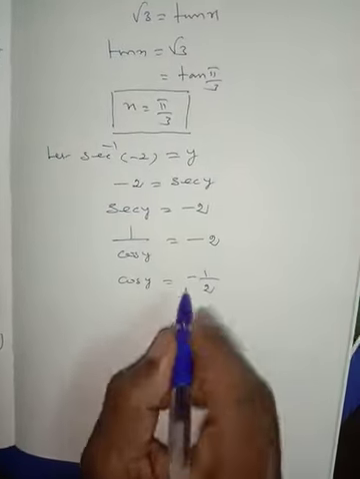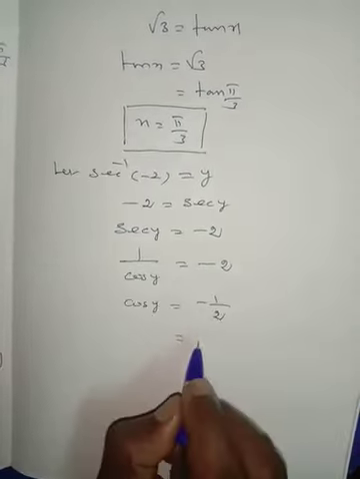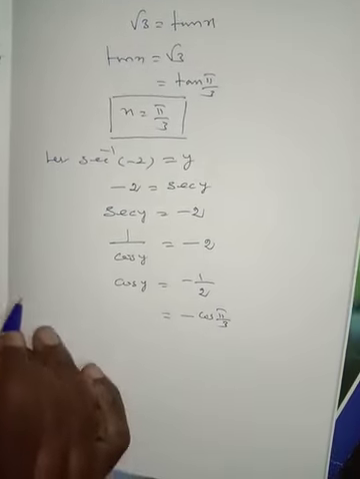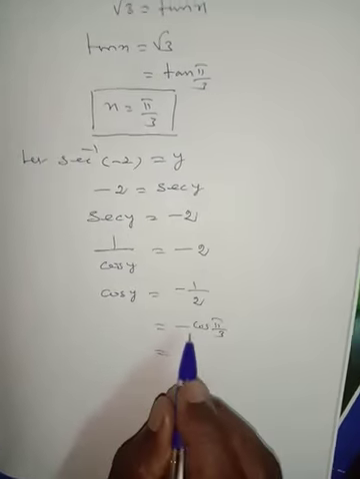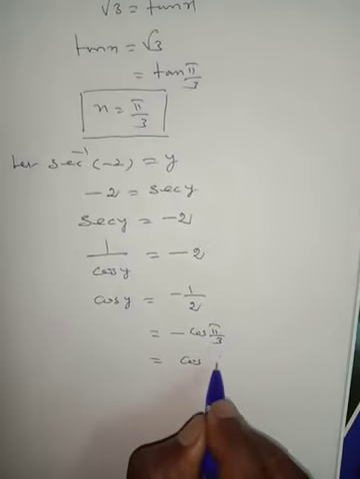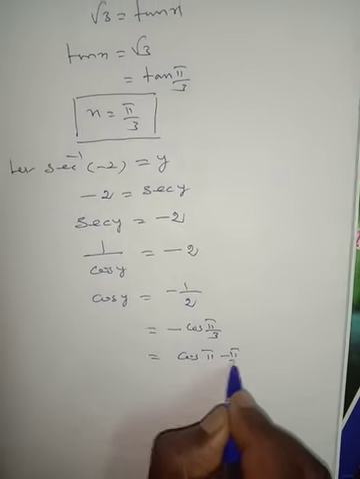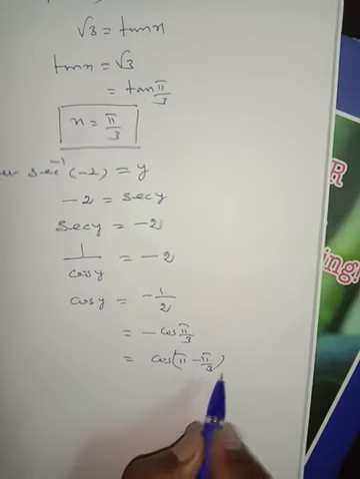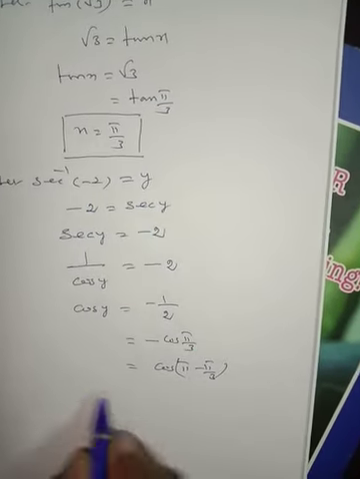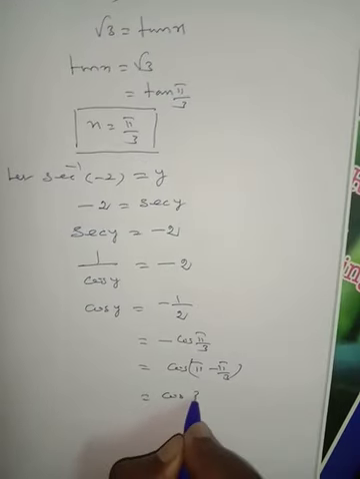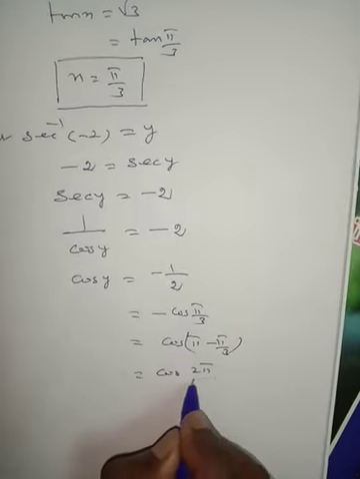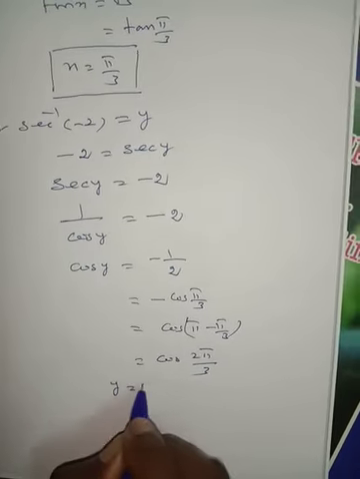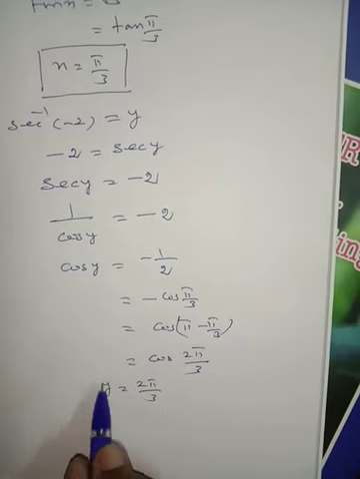This minus 1 by 2, from the cos column, is minus cos pi by 3. This can be written as cos of pi minus pi by 3. Pi is 180 degrees. Therefore, taking LCM, 3 pi minus pi is 2 pi, so cos 2 pi divided by 3. Taking cos inverse on both sides, we get y is equal to 2 pi divided by 3.